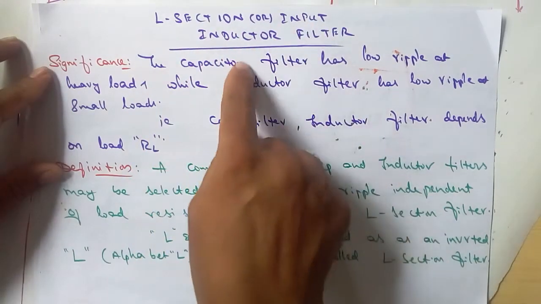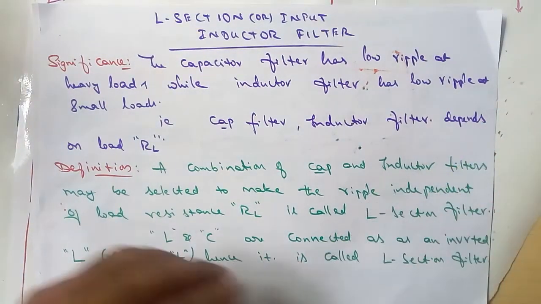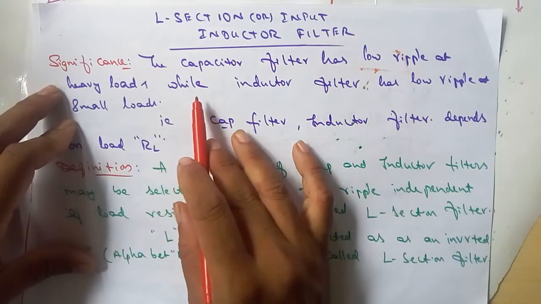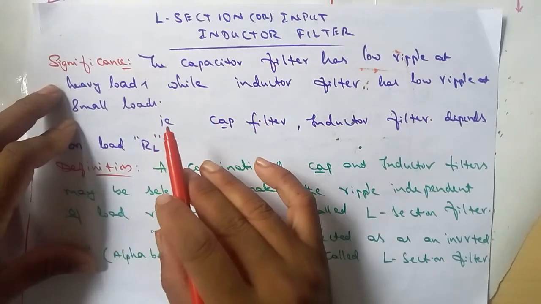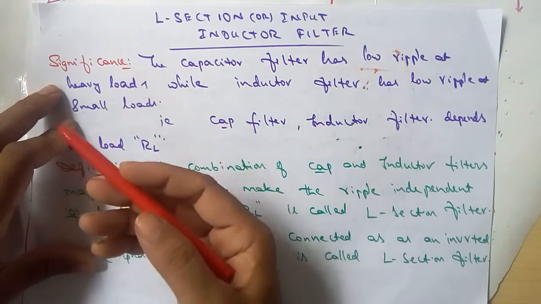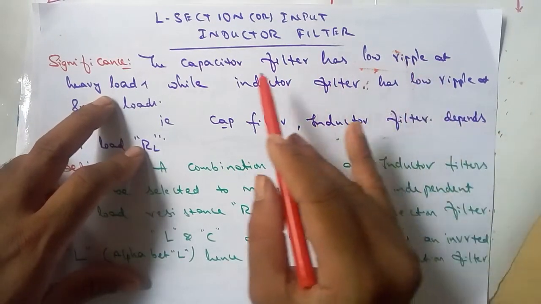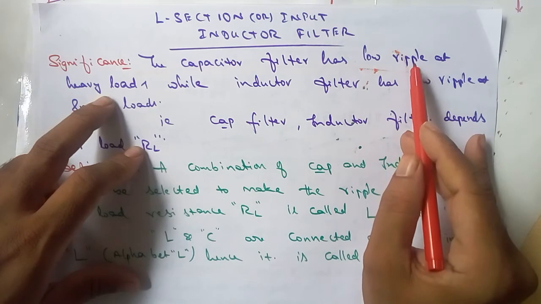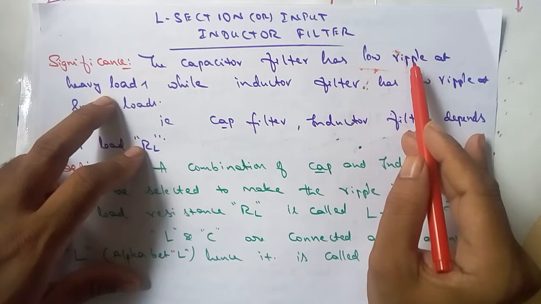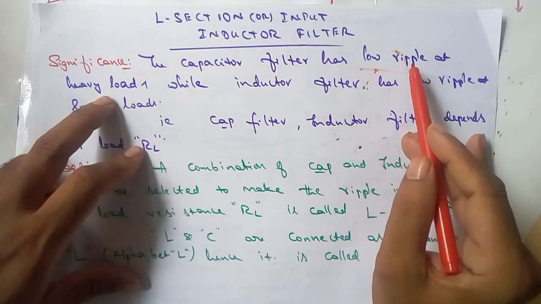First one is the L section input inductor filter, otherwise simply called the inductor filter. What is the significance of this one? Why do we prefer it, when the series inductor filter and the capacitor filter already exist? Because the capacitor filter has low ripple only at heavy loads. That means if you have high loads, then only is the ripple factor less. If the load is small, then more ripples are there. That is the disadvantage we already wrote.